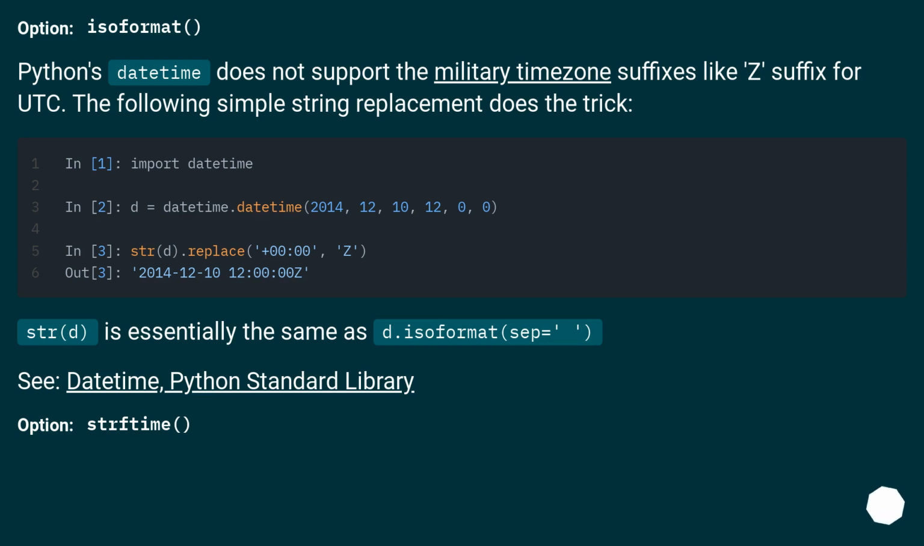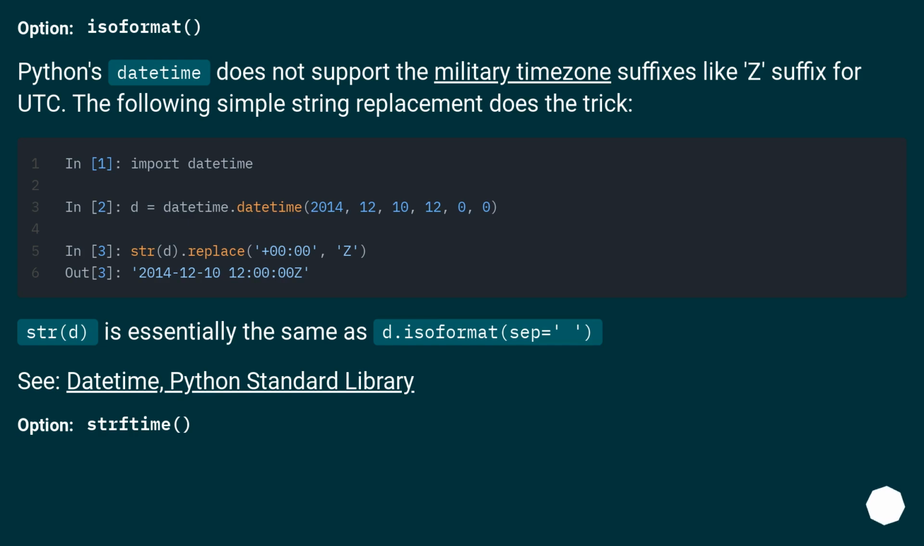Option: ISO format. Python's datetime does not support the military time zone suffixes like the Z suffix for UTC. The following simple string replacement does the trick. str(d) is essentially the same as d.isoformat(sep=' '). C datetime, Python's standard library.